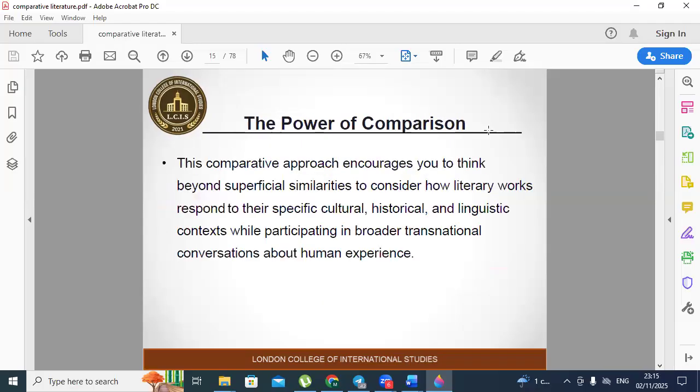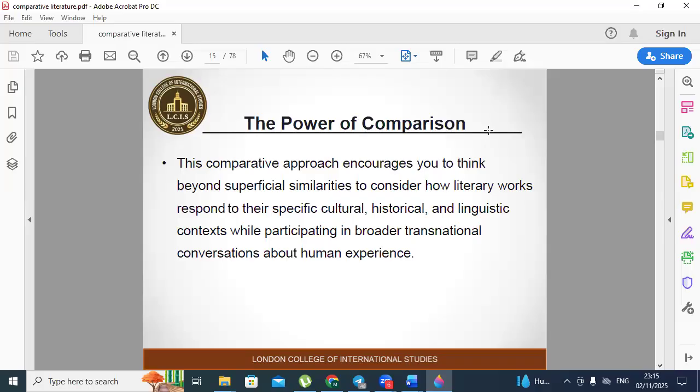This comparative approach encourages you to think beyond superficial similarities, to consider how literary works respond to their specific cultural, historical, and linguistic contexts while participating in broader transnational conversations about human experience.